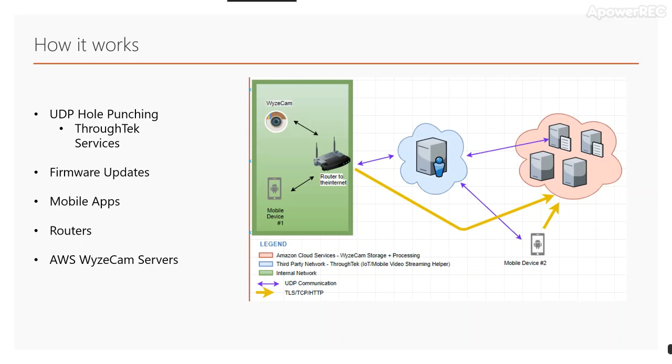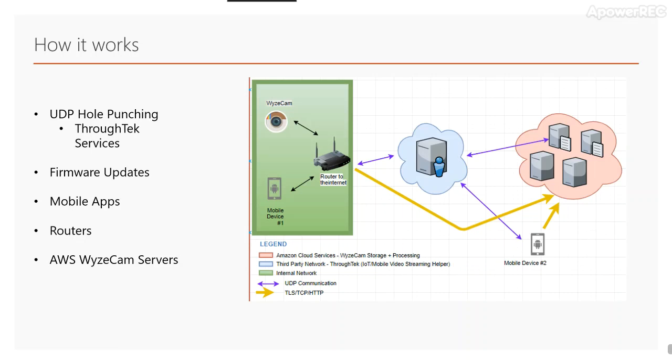So moving on, we'll start at the WyzeCam device. You'll see that there are three different colors of arrows. The first arrows represent the internal communication within your network. That will include UDP, TCP, and HTTP traffic because it's coming directly from your WyzeCam device or mobile device that needs to talk both through the ThruTech system as well as straight to the AWS servers hosting the WyzeCam APIs and business logic.